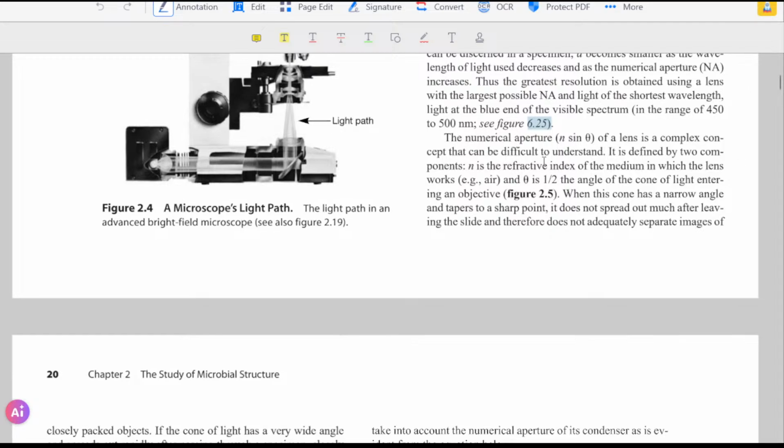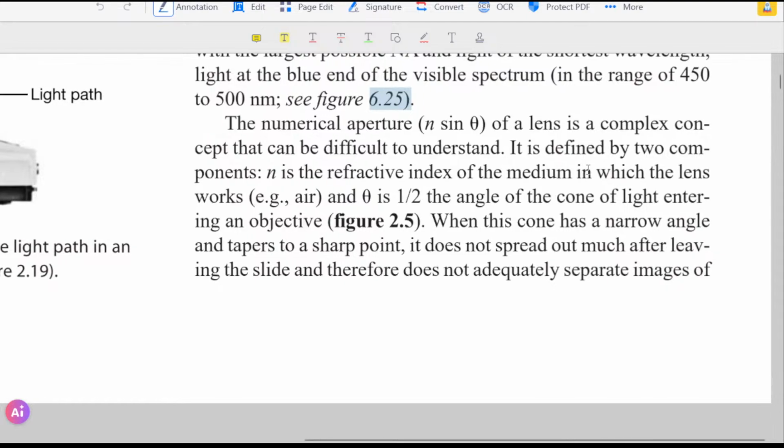So the numerical aperture. Now they are explaining what the numerical aperture is. They should have explained it more first. Whatever. N sin theta of a lens is a complex concept that can be difficult to understand. Alright, so it is defined by two components. N is the refractive index of the medium in which the lens works. That is air, right? In the microscope, it is air. And theta is the half angle of the cone of light entering an object. This is the lens actually, right? This objective word which is used here, it is the objective lens.